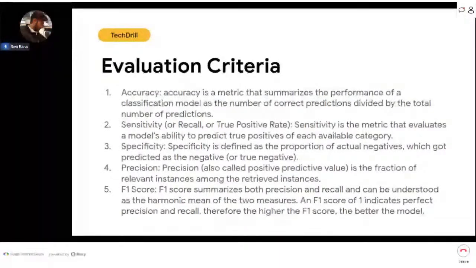Now for how accuracy is being calculated, I will show you the mathematical formula for accuracy, and how we get it. So let's jump onto our whiteboard.